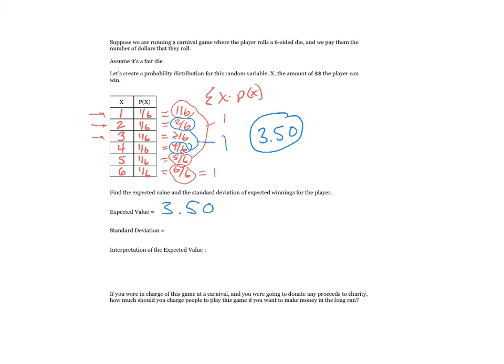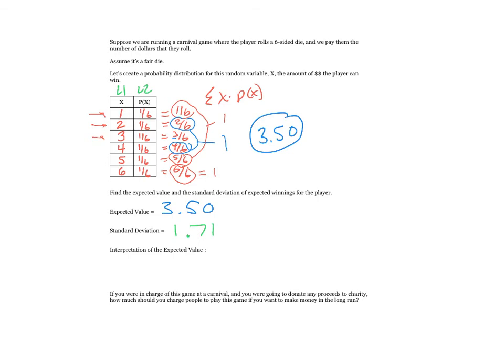Now to find the standard deviation, I am going to use my calculator for that. So I put the x's in L1, and the p of x is in L2, and do the one variable stat thing, and I get a standard deviation of 1.71.